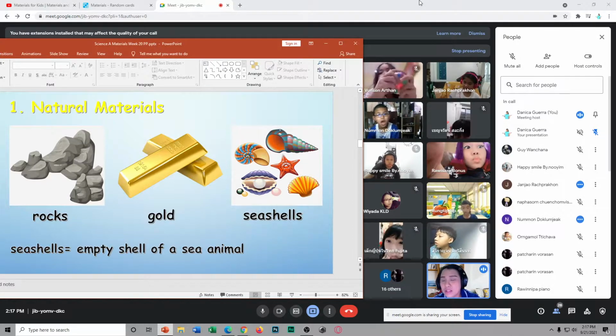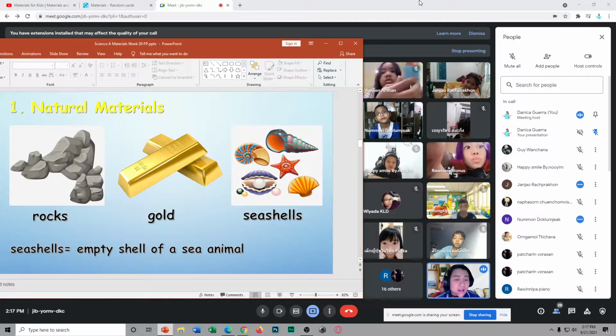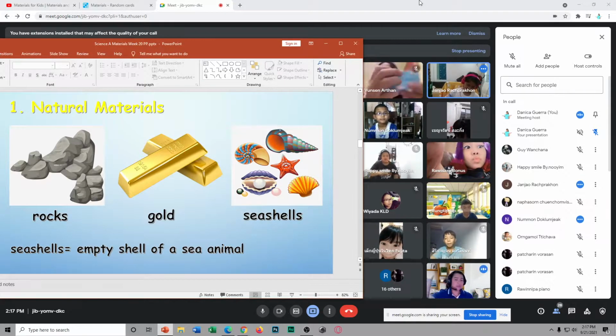Now, the next one, another example of natural material, is gold. Okay? Now, where can we get gold? In the water. Yes, some people collect gold from the sea, the rivers, right? Usually rivers. And also, they can get gold from the mountains. Not on top of the mountain, okay? They dig holes under the mountain, below the mountain. They make holes, they dig.